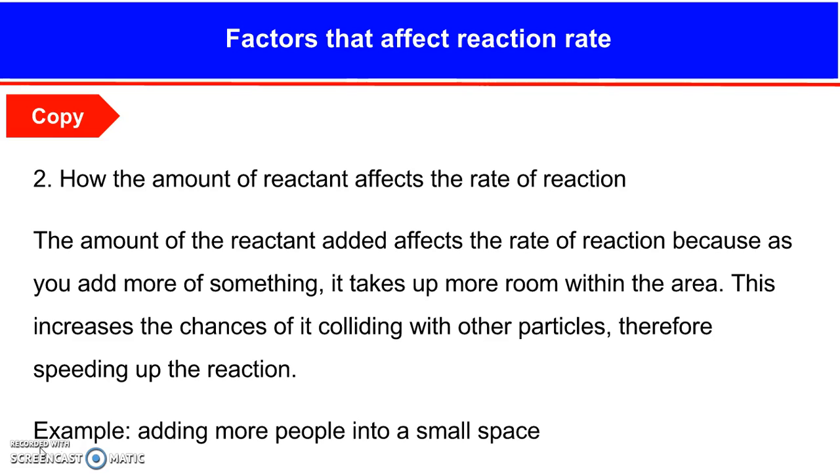If I let 1 or 2 of you out at a time, then you're not going to bang into each other. But if I let lots of you out at once, then you are, because you've got more people in that smaller space. Same as if you've got more particles in the same small space. So when you did your experiment, you added more hydrochloric acid into the test tube, and that took up more space. So that's why the reaction rate got faster.